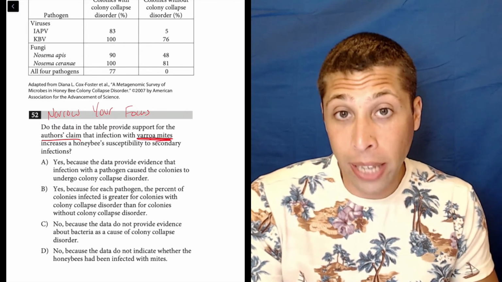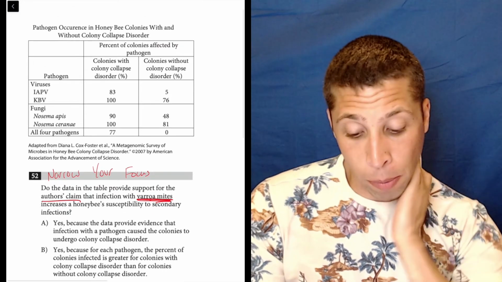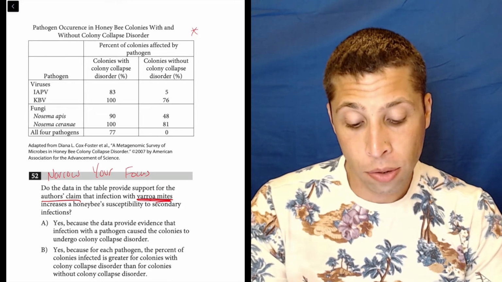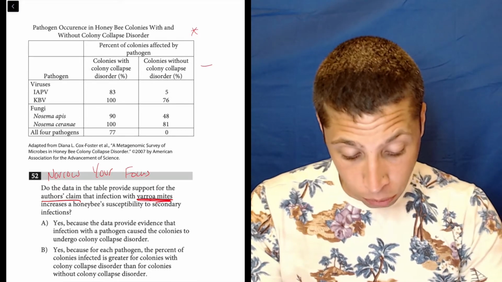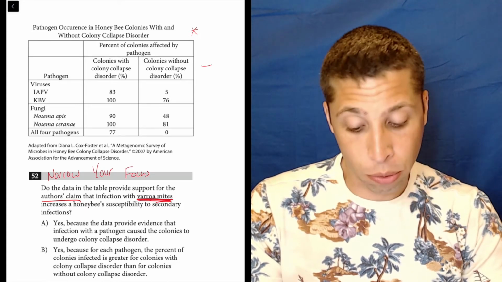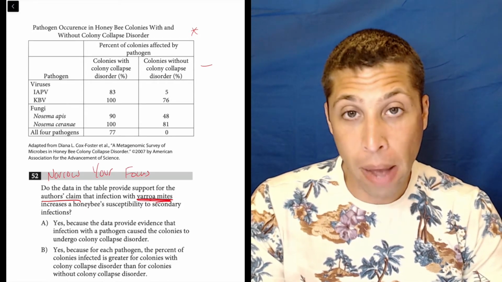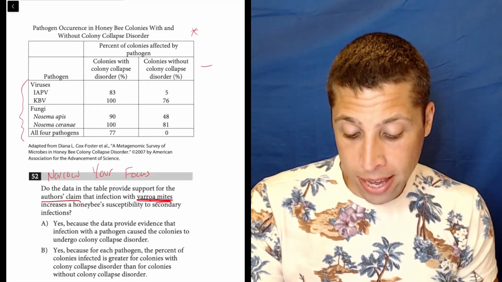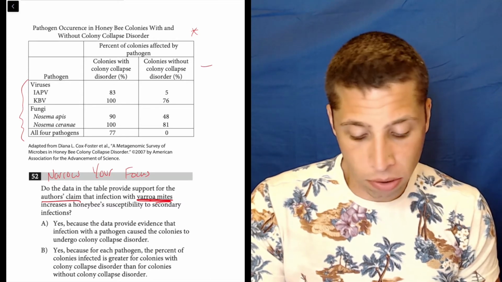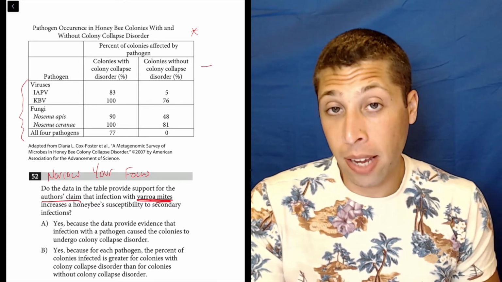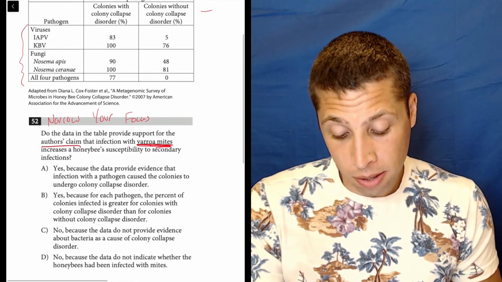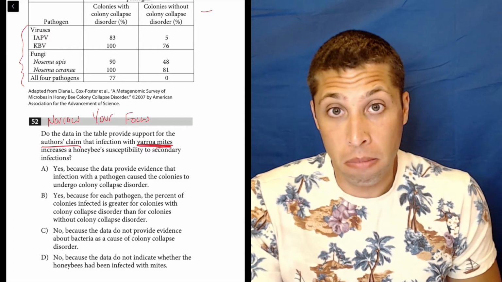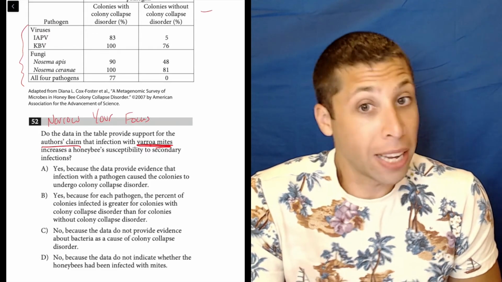Let's go to our graph. Let's see what we get. Well, I see the title, Pathogen Occurrence in Honeybee Colonies with and Without Colony Collapse Disorder. So nothing about mites there. How about this row? Colonies with and without colony collapse disorder. It's pathogens. Nothing about mites there. How about over here? What's all this stuff? Viruses, IAPV, KBV, fungi, whatever those things say. I don't see any mites there. So, does the data in the table provide support for the author's claim about varroa mites? I don't know. There's no mites in the table, so that can't be a good sign.